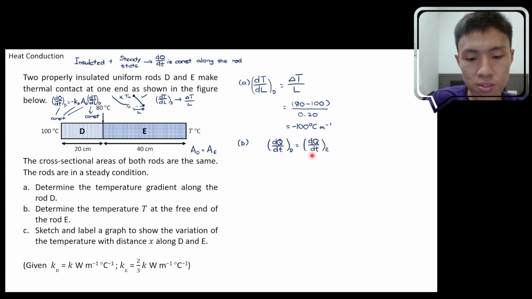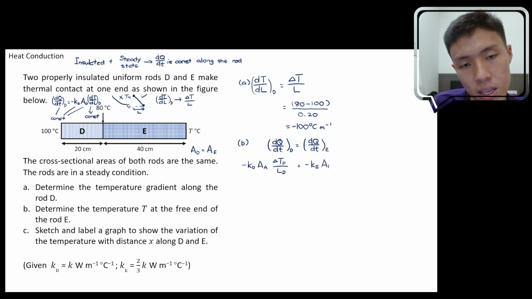So we can expand both sides of the equation by knowing that the rate of heat transfer is negative kA, then you have your delta T, the difference in temperature for D, divided by the length of D. This is the left hand side. For the right hand side, it will be for rod E, so negative k_E A_E, and also the difference in temperature for rod E divided by the length of E. So what we can see from here is that the minus can cancel out and the area can also cancel out because the areas are the same. So we can cancel them out.